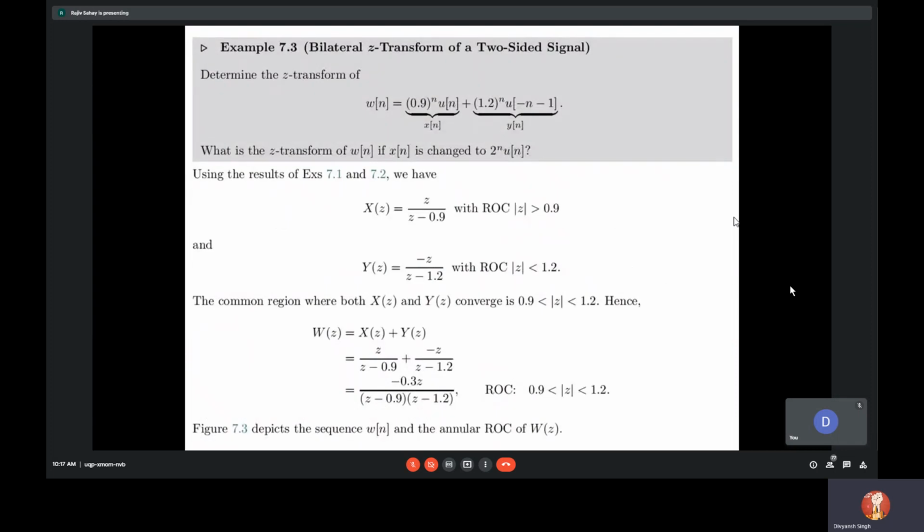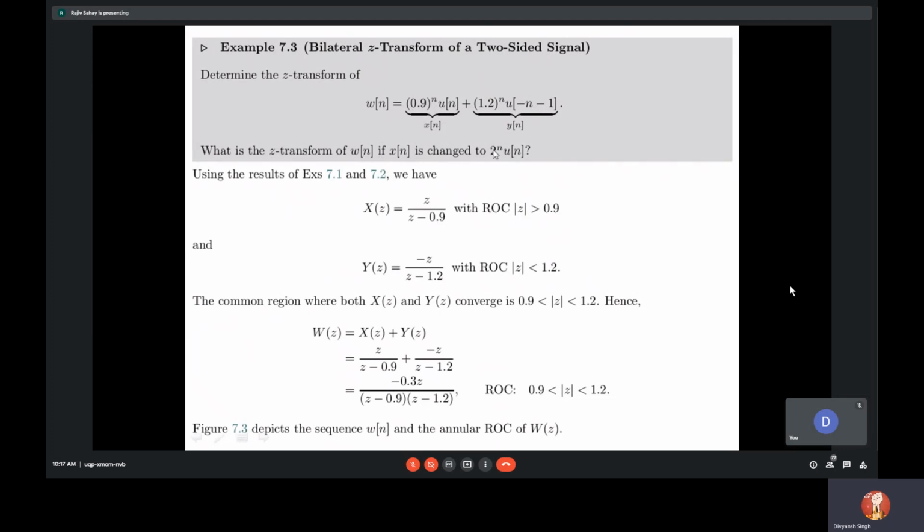For example, let us take a small example here. We want to calculate the bilateral Z transform of a two-sided signal, which extends on both the positive side and the negative side. So the sum w of n is a signal which extends both ways. Suppose x of n is the causal part, 0.9 to the power n u of n, and y of n is the anti-causal part, 1.2 to the power n u of minus n minus 1. So it is a linear weighted sum of two sequences, one causal and one anti-causal. What will be the Z transform of the sum and the ROC?